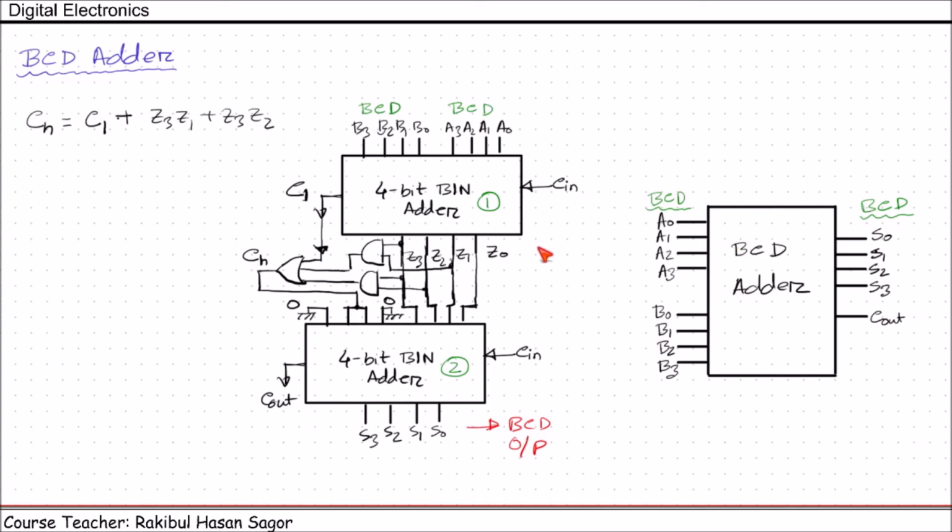Inside this box we have this circuit, and inside the 4-bit binary adder we have 4 full adders. This carry input will be used for adding carry from the previous addition, and this carry in can be made grounded. I hope the circuit diagram is clear to all of you.